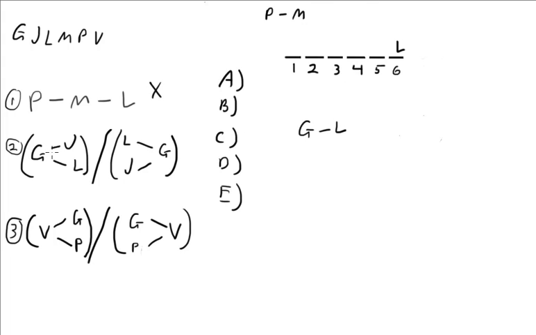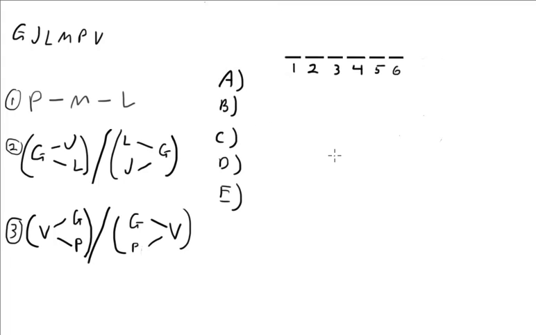And if G is going to be before L, then we also know that G must be before J. And that is exactly what answer choice A tells us. Answer choice A is just saying, hey, it must be true that G is before J. And that absolutely has to be the case. And therefore, A is our answer.